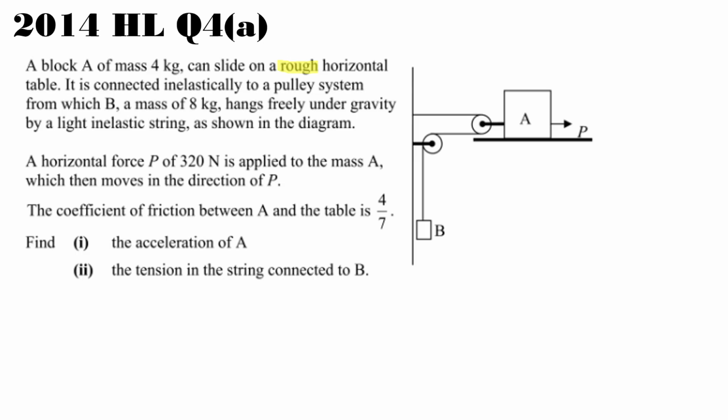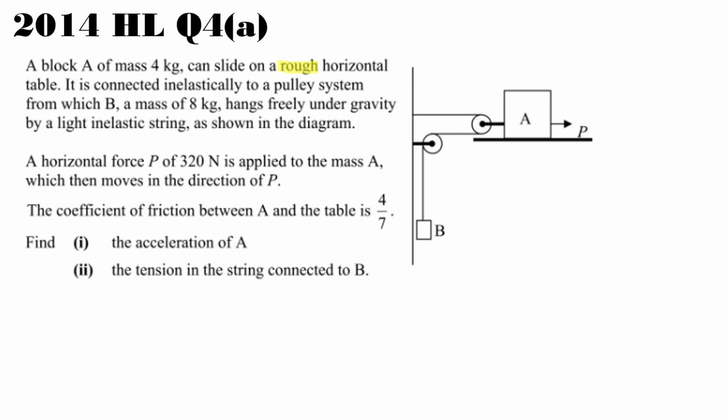A horizontal force P of 320 newtons is applied to the mass A, which then moves in the direction of P. The coefficient of friction between A and the table is 4/7. Find the acceleration of A and the tension in the string connected to B.